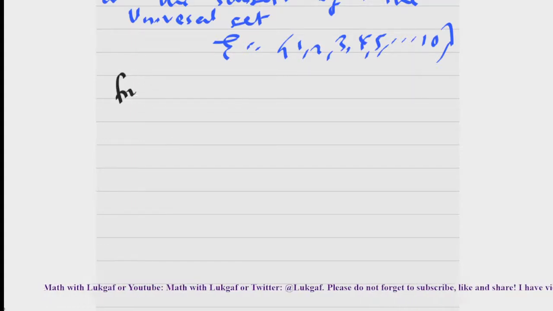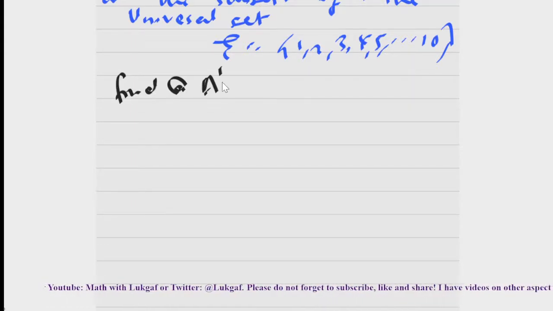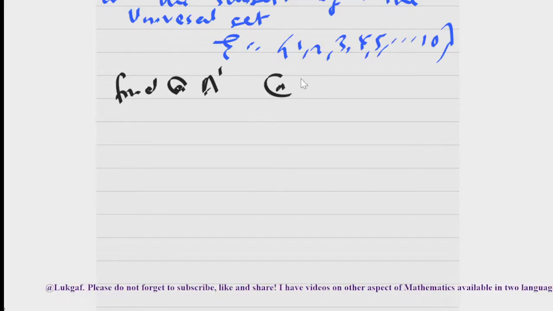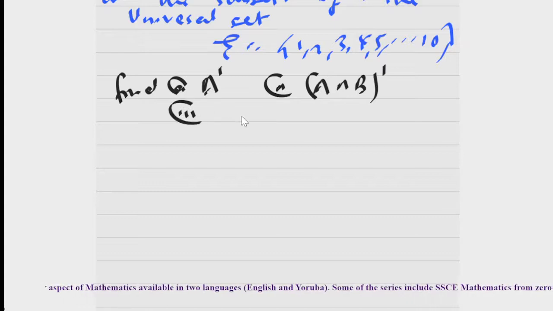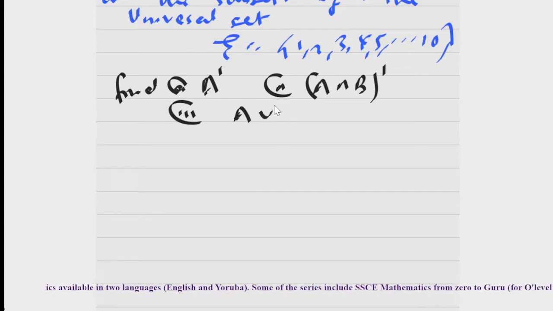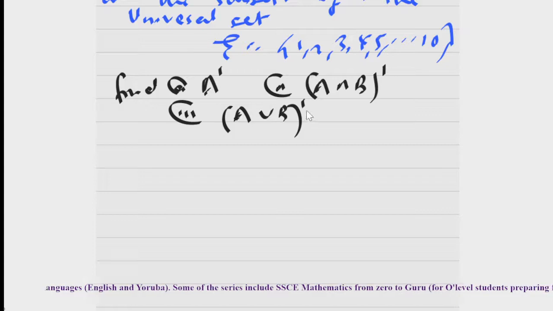Then the question says find: number 1, A complement. What is A complement? Then B, A intersection B complement, C, A union B complement. You understand now? Then the subsets of B which have 3 elements.